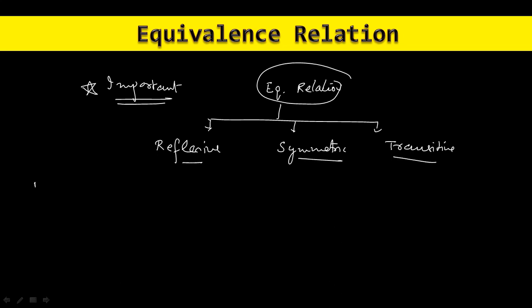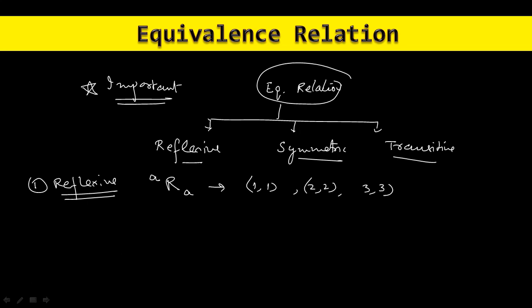Now what about the first one? Reflexive. Now inside any relation, if element A is in a relation with A, what is the meaning of this? It means 1 1 like this, 2 2, 3 3. If these pairs of elements are there inside a relation, then it's known as reflexive. Now what about the second one?